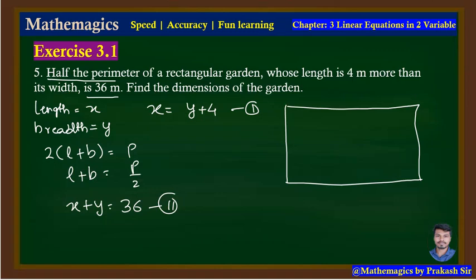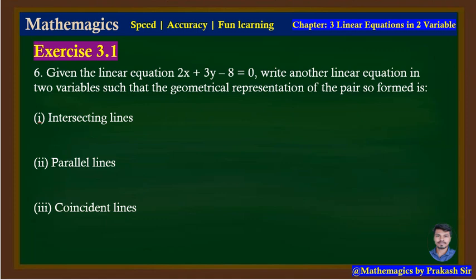Now the next question. Question number 6. Given the linear equation 2x plus 3y minus 8 is equal to 0, write another linear equation in two variables such that the geometrical representation of the pair so formed is intersecting lines. So obviously the first equation is given, that is 2x plus 3y minus 8 is equal to 0. It will be intersecting lines when it satisfies the condition a1 by a2 is not equal to b1 by b2.